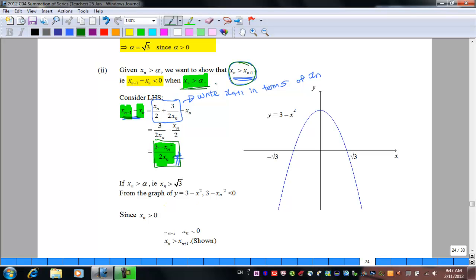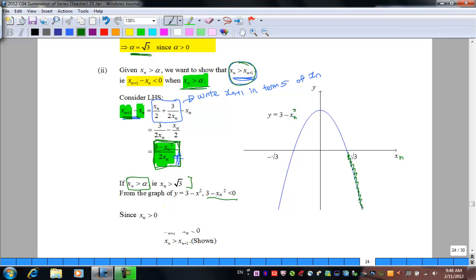If xn is more than alpha, based on part 1, we have found that alpha equals root 3, right? So if xn is more than alpha, then xn must be more than root 3. So let's sketch a graph. You can either choose to sketch the graph of this expression, or what I've chosen to do is to sketch the graph of the numerator. If I sketch the graph of y equals 3 minus xn squared against xn, I find that whenever xn is more than root 3, my y value is going to be negative. So from the graph, I see that 3 minus xn squared is going to be negative whenever xn is more than alpha.